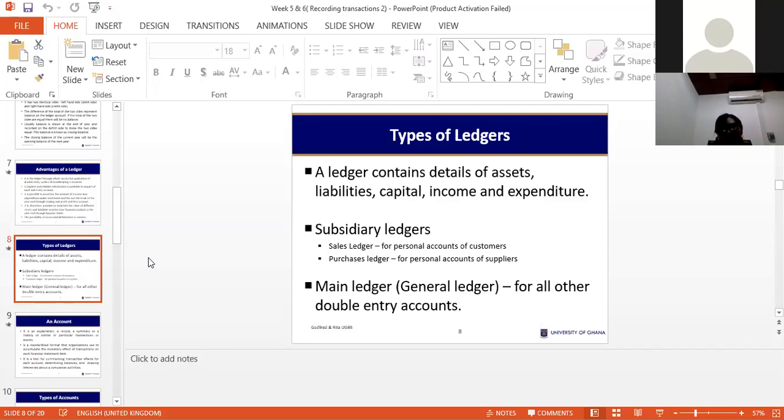The other subsidiary ledger is the purchases ledger. Okay, the purchases ledger contains the personal accounts of the suppliers. Again, if I cast my mind back to the question we did on Tuesday, we would recall that the business bought goods from Susie, from Powell, and I think from Jane. So once we enter those transactions in the purchases day book, the individual accounts and the amounts will be sent to the personal accounts of those suppliers.